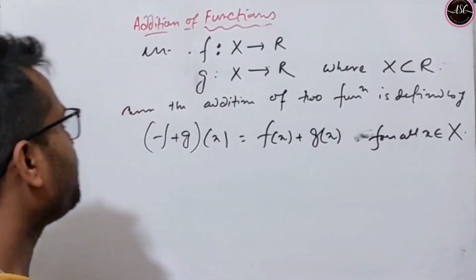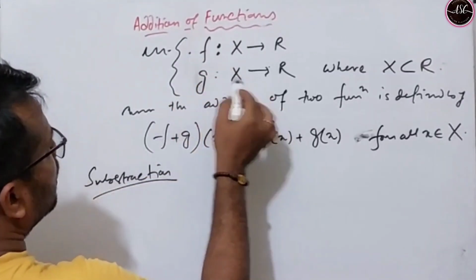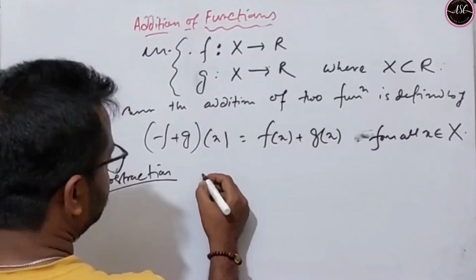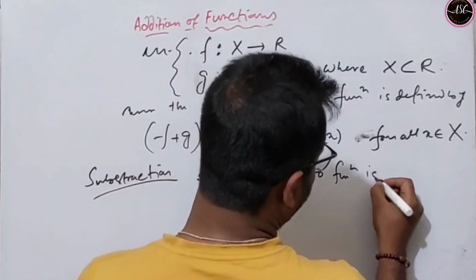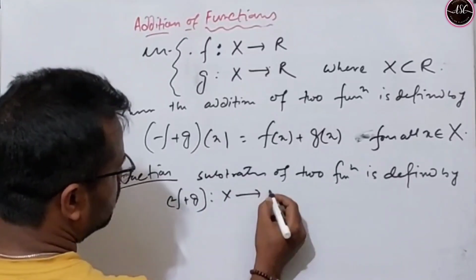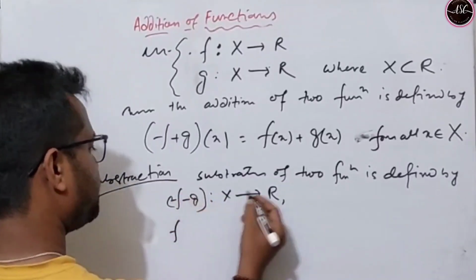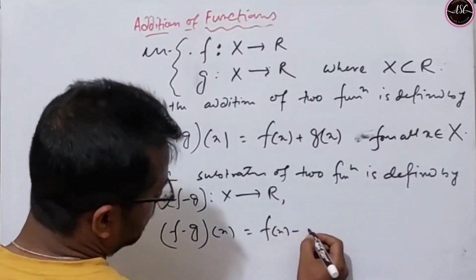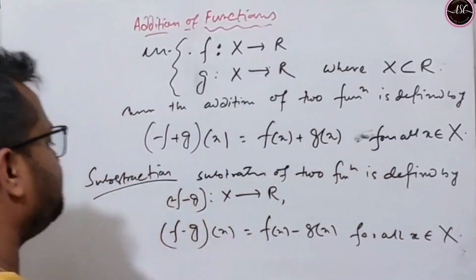Then subtraction. Similarly, if these two functions exist and X is a subset of R, then the subtraction of two functions is defined by f minus g from X to R, (f - g)(x) equal to f(x) minus g(x) for all x belonging to X. Okay, then multiplication.